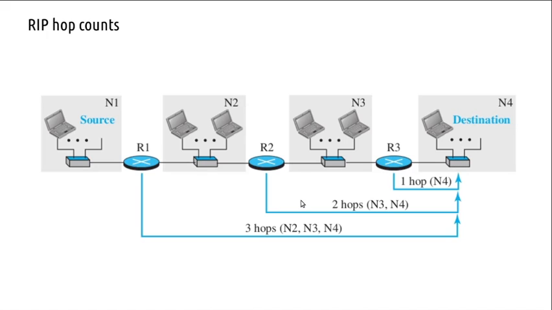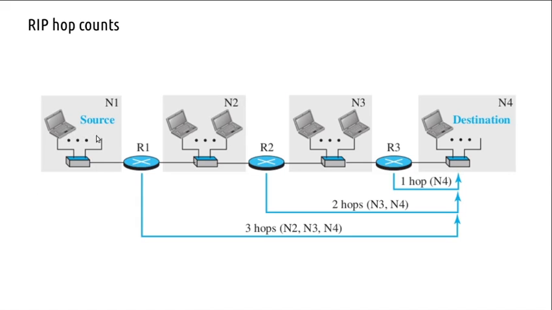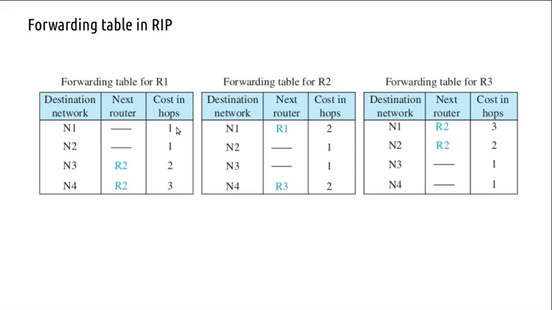This RIP is implemented using UDP. So it will have something as hop, time to live, all those things. So this is the routing table. Each of these routers will be having a routing table. So your destination network N1, to reach N1, it is connected to N1. So one hop.